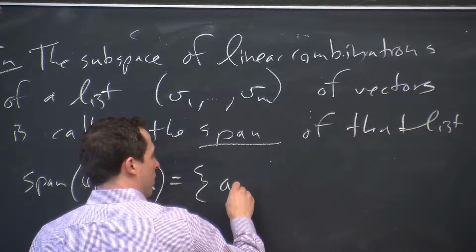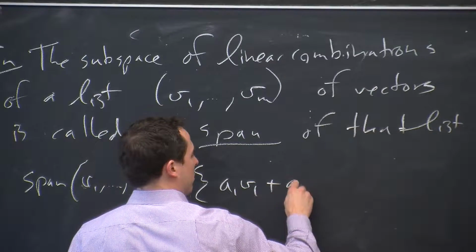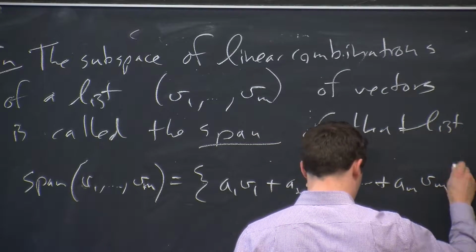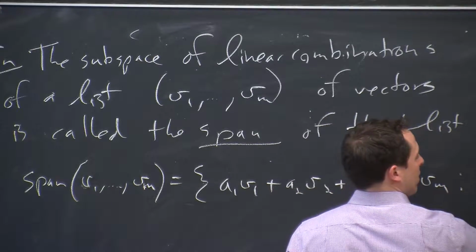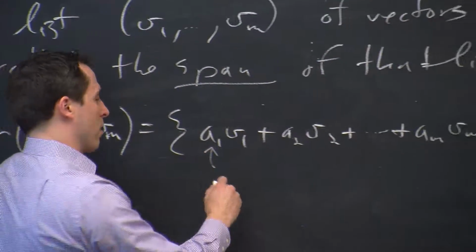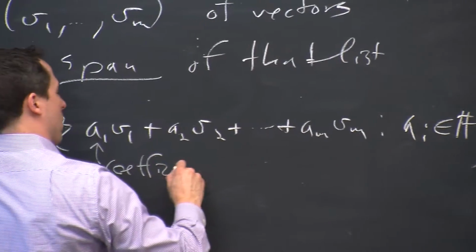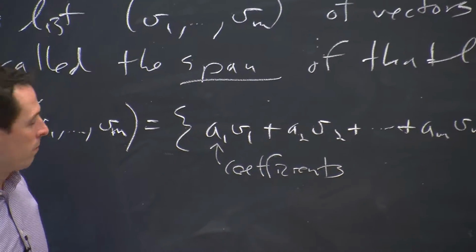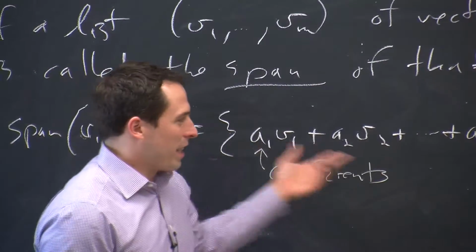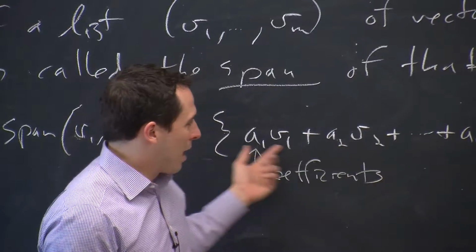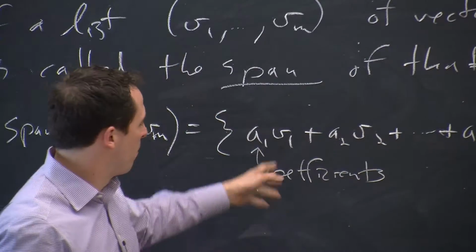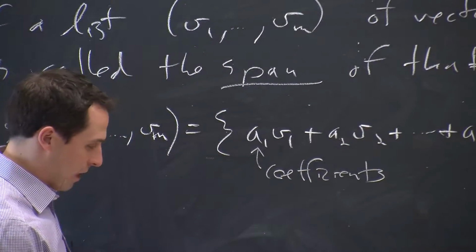The span is the set of all vectors which can be written as a linear combination with the coefficients in the field. And by the way, in this idea of a linear combination, the a_i are called coefficients. That's the coefficient of v1, the coefficient of v2. This list may have redundancies at this point. It may have multiple copies of the same vector. So we may have two different coefficients that go to the same vector, but it's two copies of the same vector because we're thinking of it as a list.